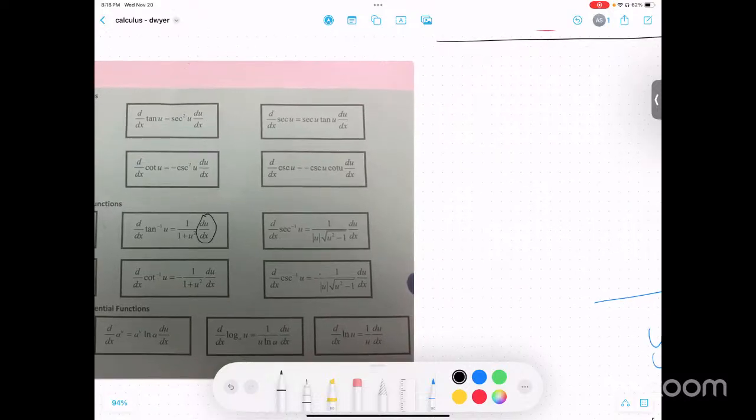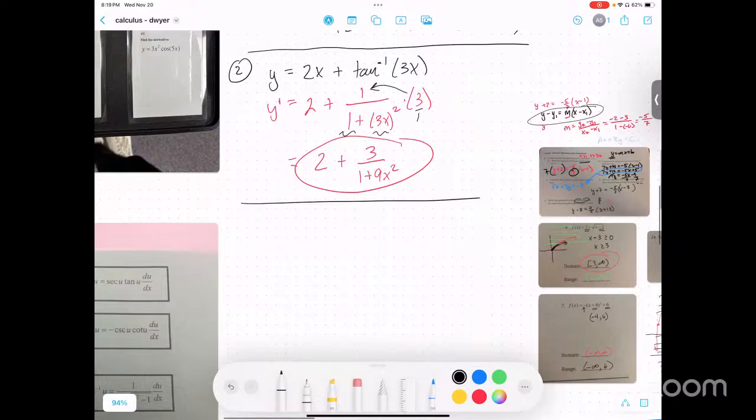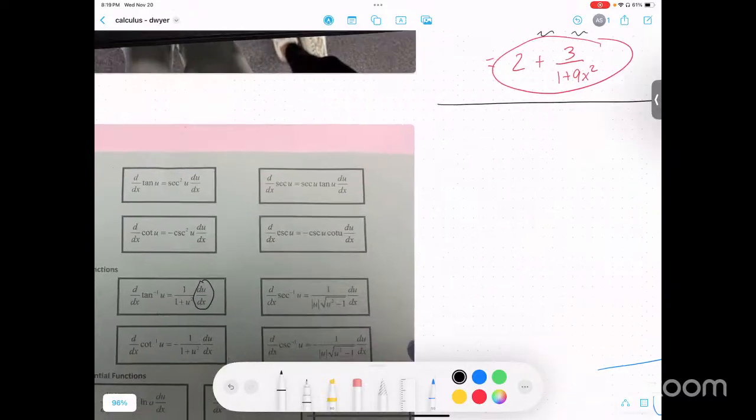So that's your du dx. If that thing is 3, like in my case right here, that's like 3 over 1, so it doesn't multiply on the bottom. Oh, okay. Gotcha.